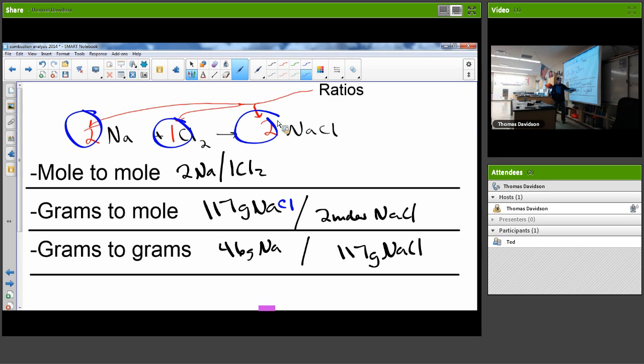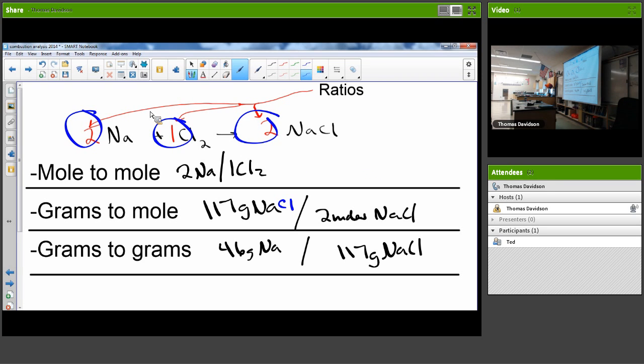Grams of Na would be 2 times its mass. 1 Na is 23, so I doubled it. NaCl is 58.5, but there's 2 of those, so I doubled that. So it sort of makes sense, but don't write it down. I'm just showing that we can do these things if we use moles in the first place.